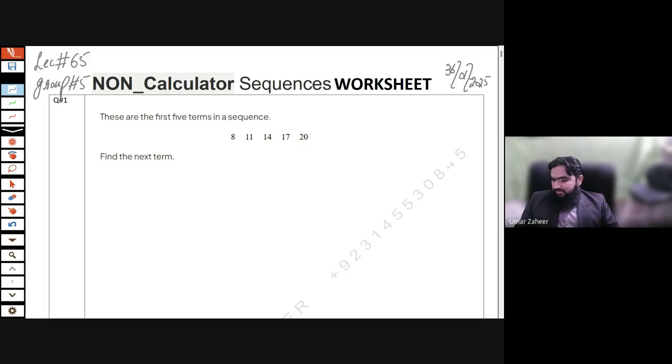So today we are just going to go for the practice session of the sequence worksheet. Now we have the first question. There are 5 terms in the sequence. You have to find the next term.